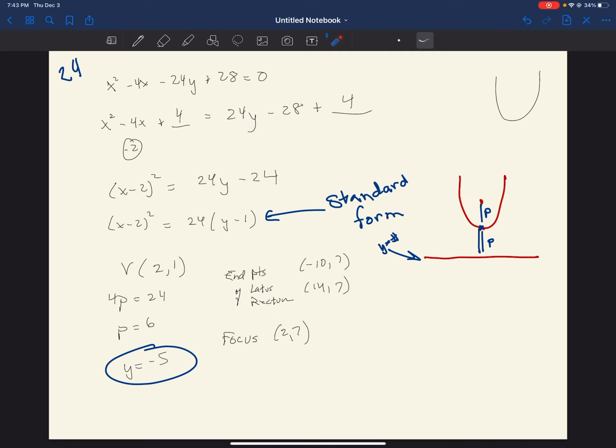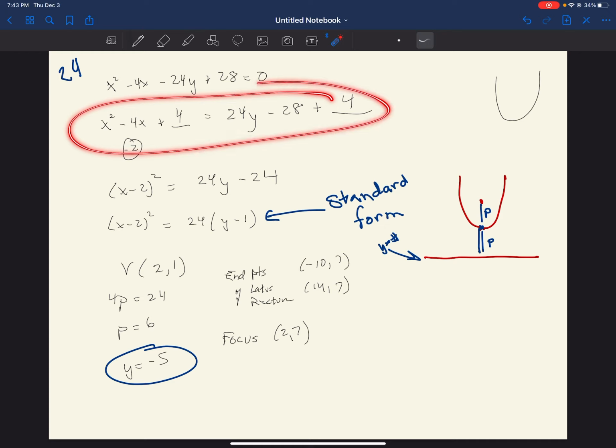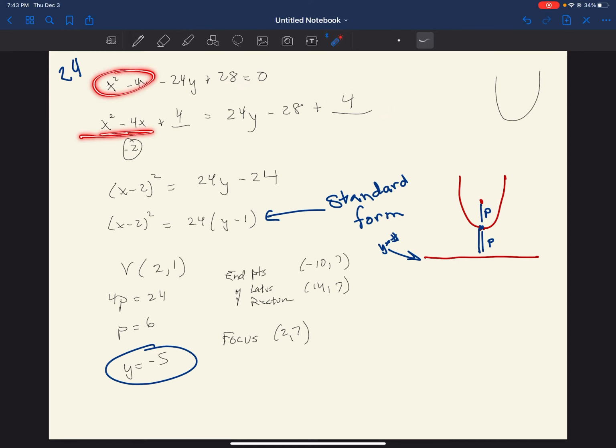Okay, so the big key: complete the square, leave the quadratic stuff on one side, move the non-quadratic stuff to the other, complete the square, pull out your stuff, figure out your vertex and p, and from there, with a picture and knowing the parts, you can figure out everything without knowing any formulas.